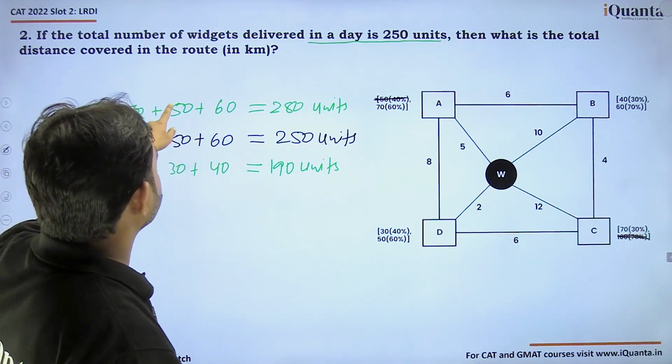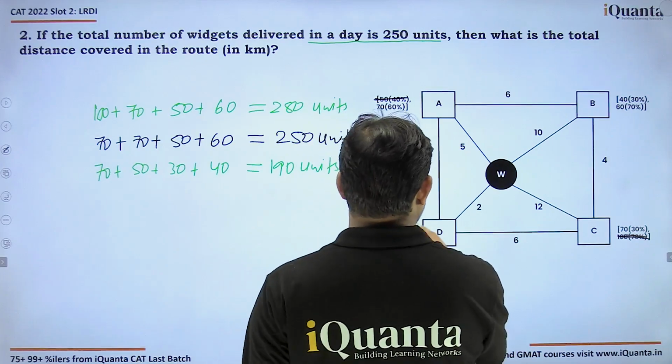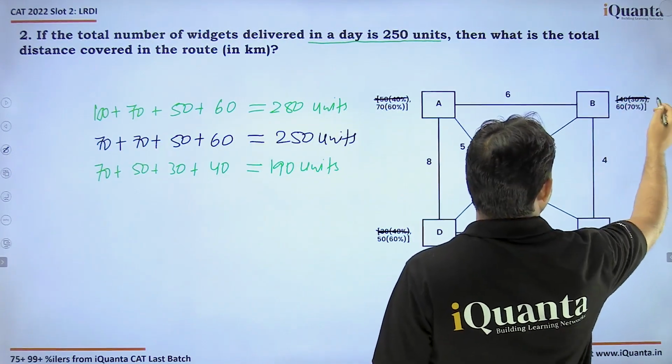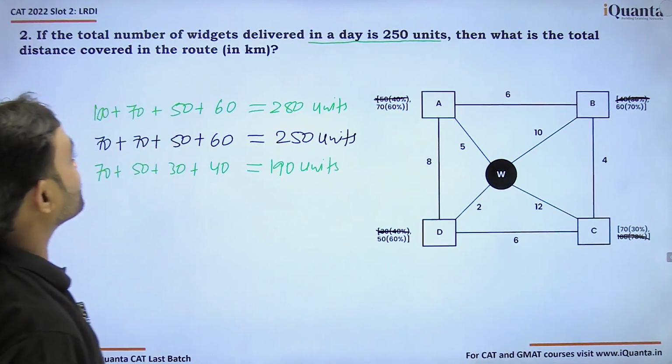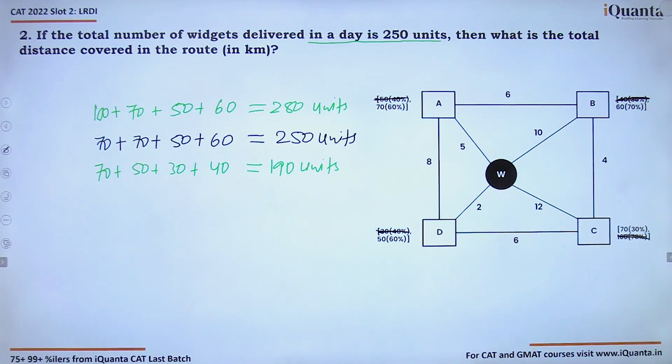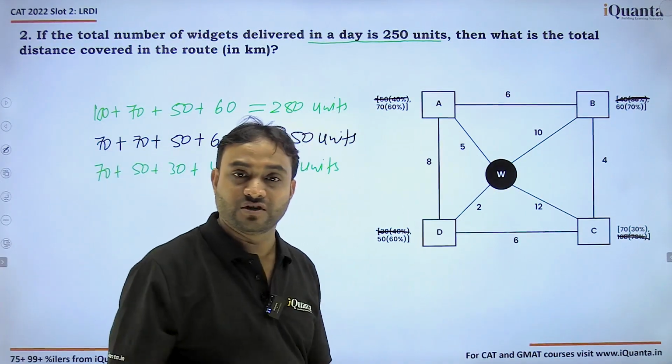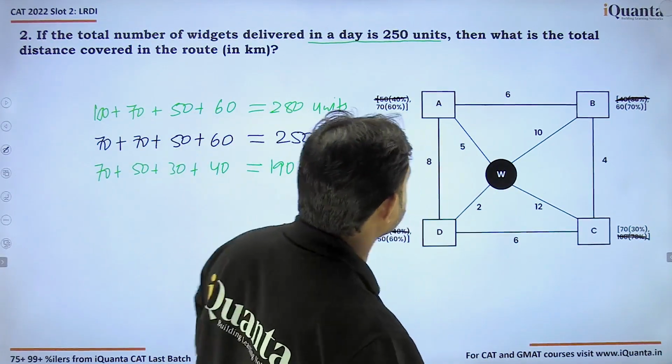In case of this one, D, we are taking 30 units. In case of B, we are taking 40. Now, we just need to figure out the route, right? What route we need to take. So, in C and A, both have 70 units of demand, but the distance is minimum in case of A.